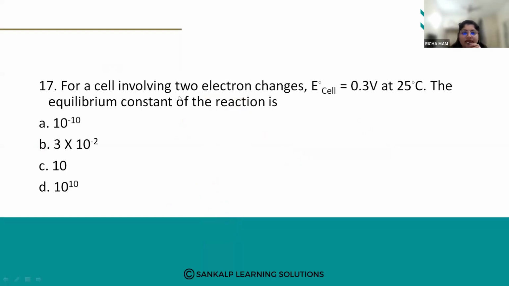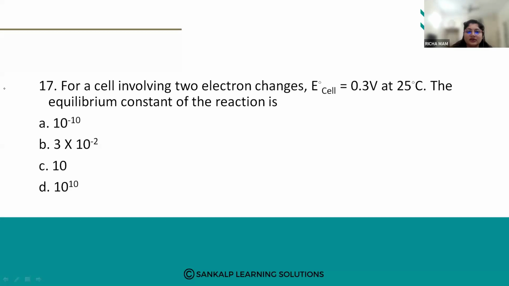For a cell involving two electron changes, E naught of cell is equal to 0.3 volts at 25 degrees Celsius. The equilibrium constant for the reaction is: A, 10 raised to -10; B, 3 into 10 raised to -2; C, 10; and D, 10 raised to 10. So you have to calculate the equilibrium constant for the reaction. How do you calculate?